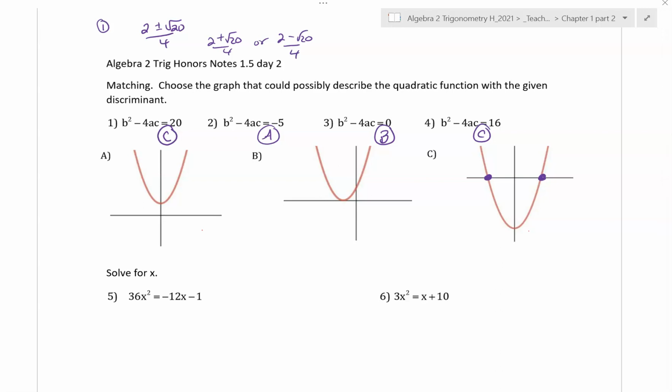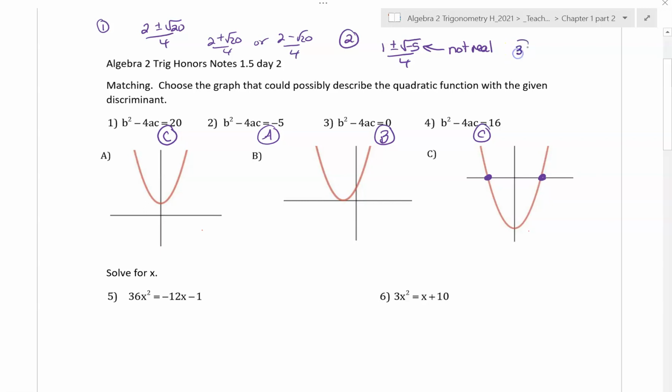Okay, so let's take a look at 2. For number 2, you had a discriminant of -5. So again, just making this up, what if you had 1 plus or minus the square root of -5 all over 4? Notice the square root of -5 is an imaginary number, and we're talking about real numbers here. You wouldn't have a real number x-intercept. You would have no x-intercept. So that's why you'd have A. The graph does not have a real zero. It does not have a solution when you set the function equal to 0. It would not have an x-intercept at all.